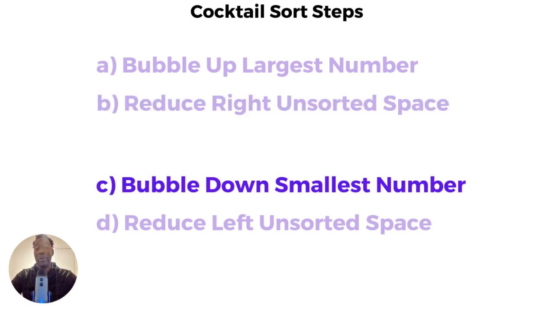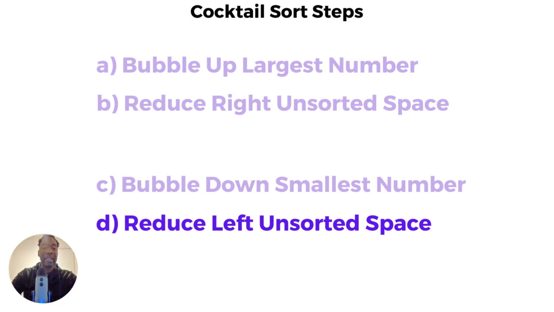Then once you have reduced the right unsorted space, you will then bubble down the smallest number. And then once you do that, you will then reduce the left unsorted space. Now these 4 different steps, you're going to repeat over and over again until your unsorted space is practically gone. So that's the idea. Let's look at this example.